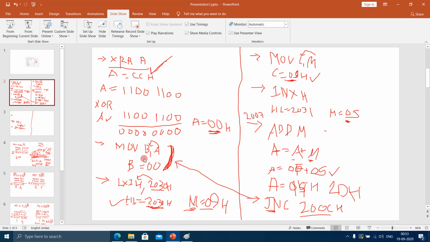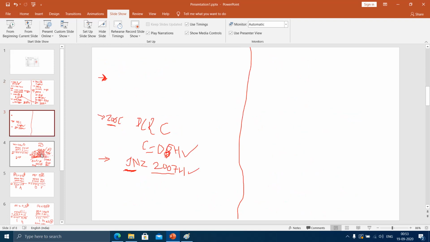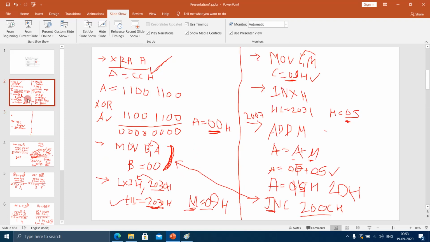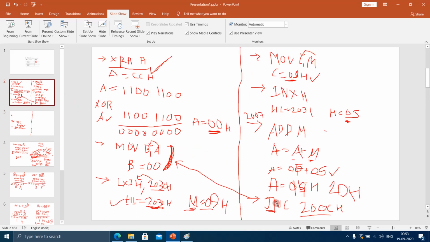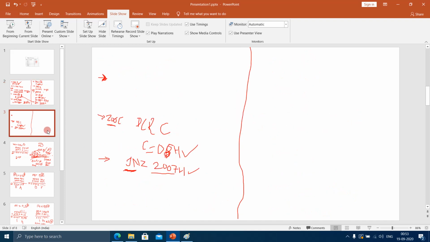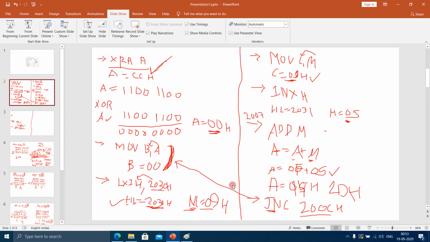So if I take some example which will give me carry here. Here the condition was getting satisfied: jump on not carry. When there was no carry, every time we were jumping to location 200C. What if there is carry and the condition is not satisfied? Then it will not jump to location 200C. Whatever instruction is soon after JNC will be executed.